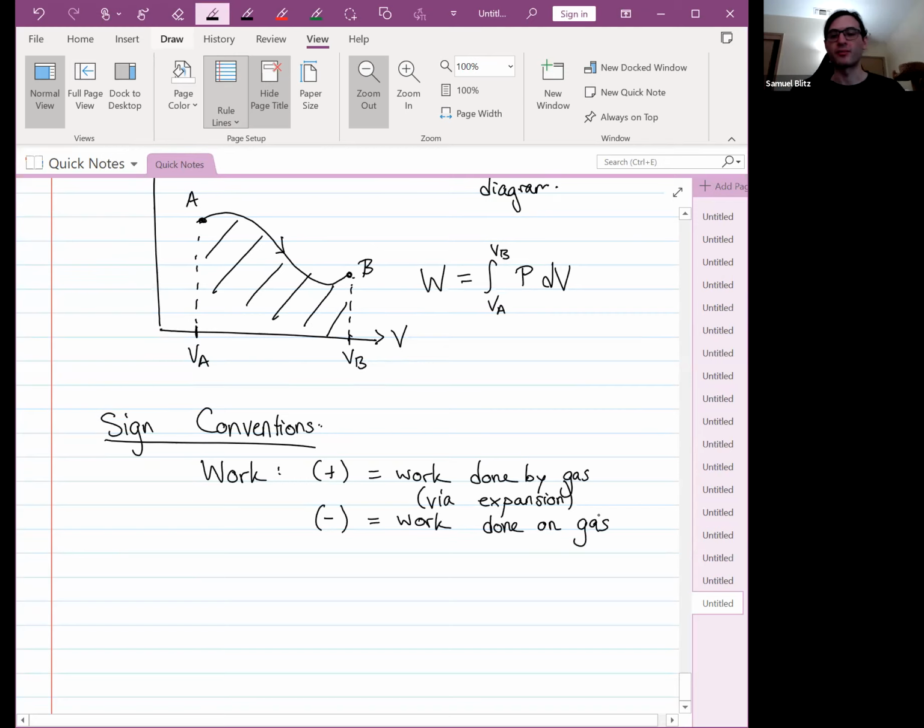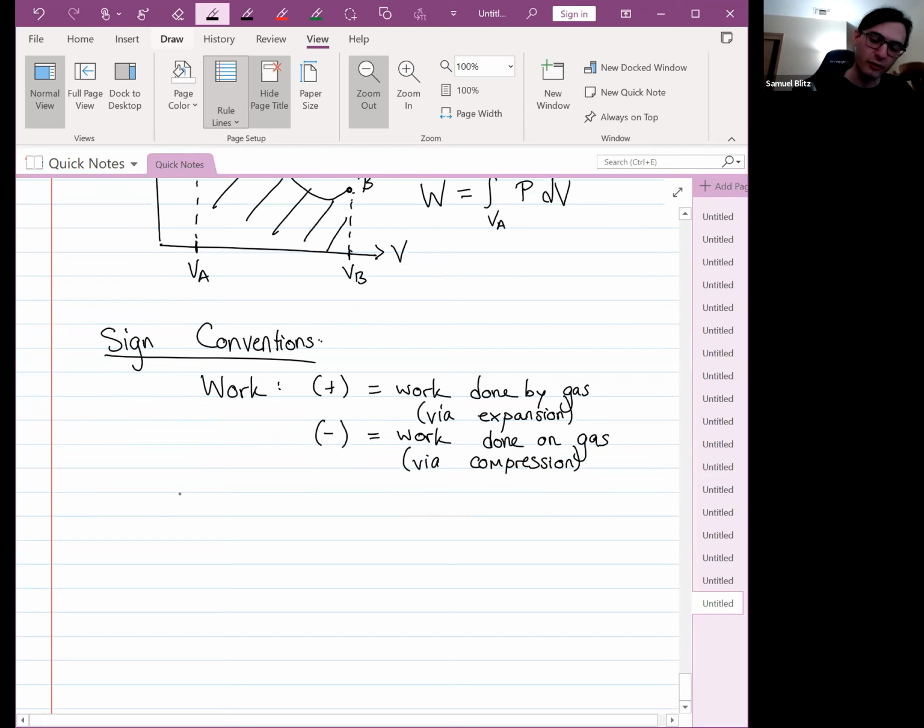So think about it this way. If you have a balloon filled with gas and you squeeze really hard on it, the gas is going to compress, but you're doing work. You're adding energy to the system. You have to push really hard. And so we say that the work is negative when the gas compresses, or when the energy of the gas increases.